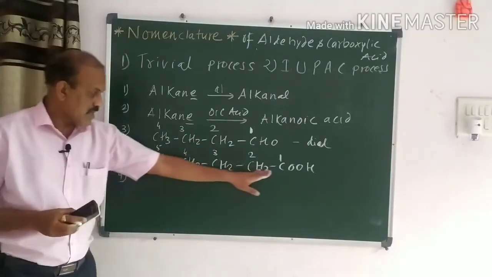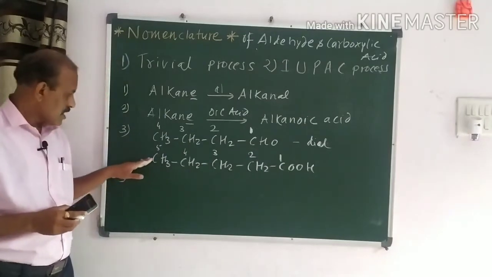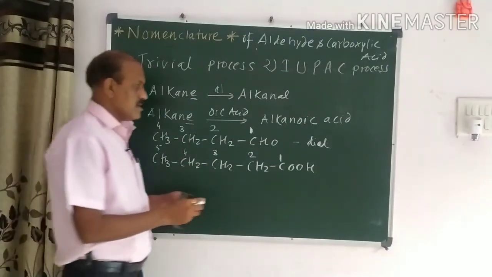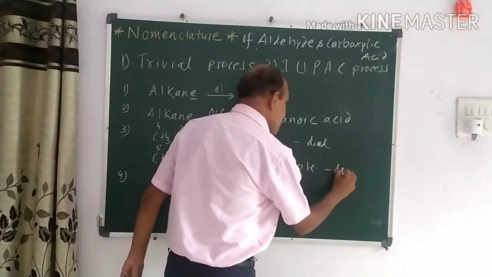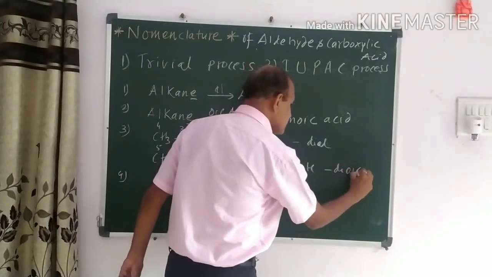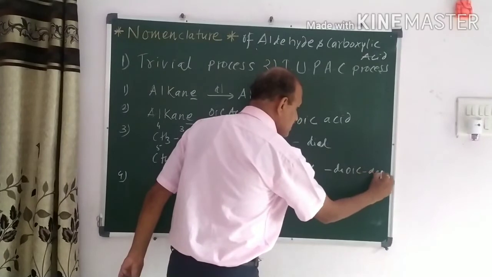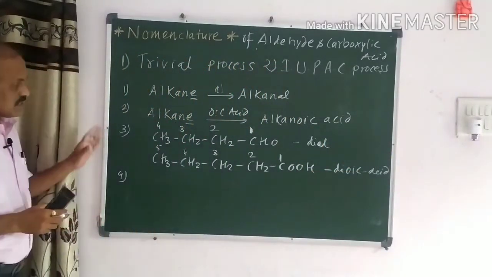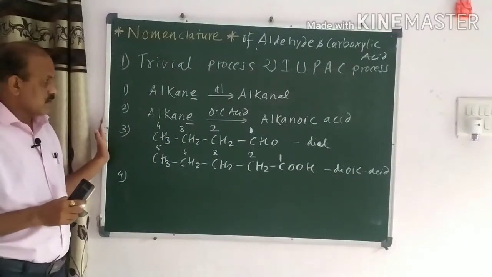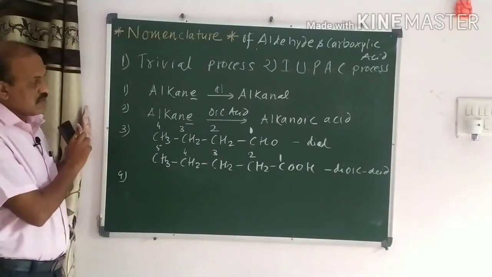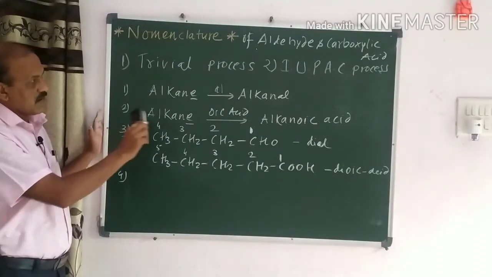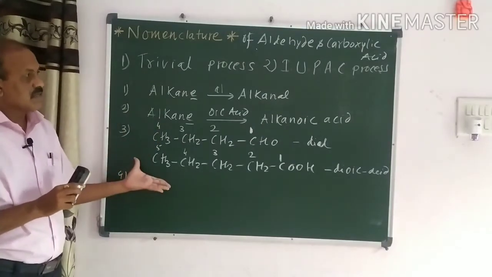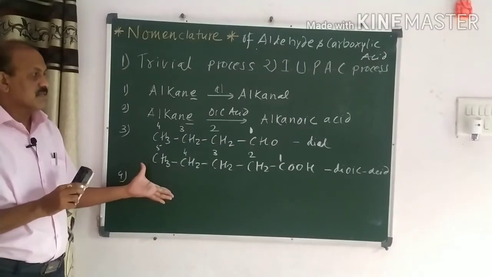Here also, if there are 2 COOH groups attached to the ending of the compound, then it is the dioic acid, D-I-O-I-C acid. So it is important here. So these are the simple ways by which we have to give the IUPAC name to the aldehyde and ketone. Let's see some examples regarding this.